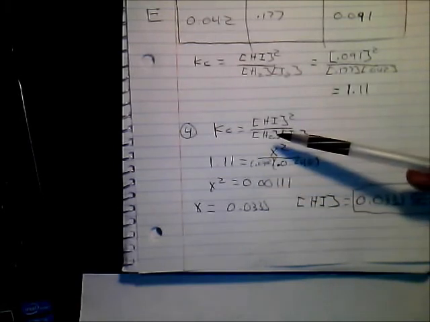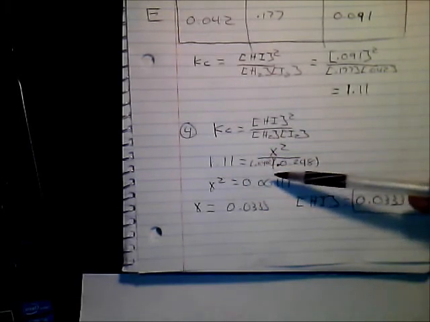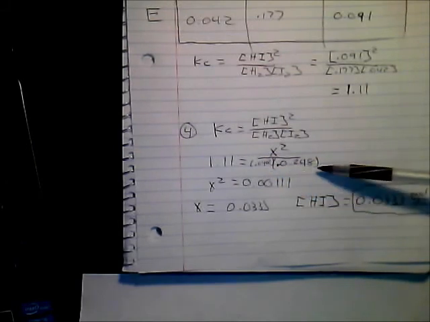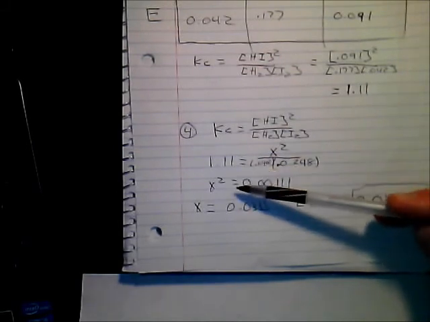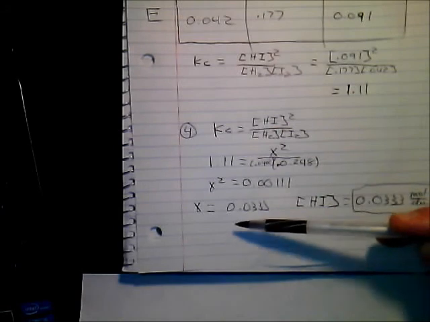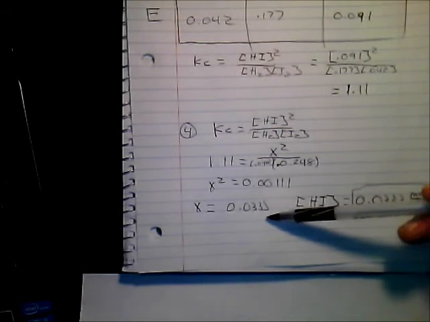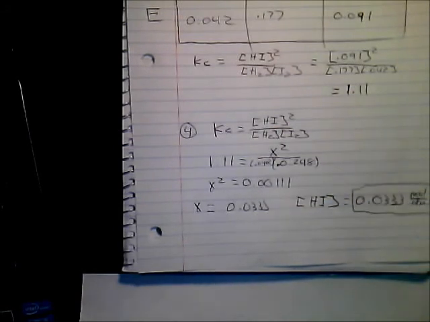And we just need to solve that for x. Multiply both sides by 0.042 times 0.0248. So we end up getting that. Square root both sides. That's my concentration. And we get 0.0333.